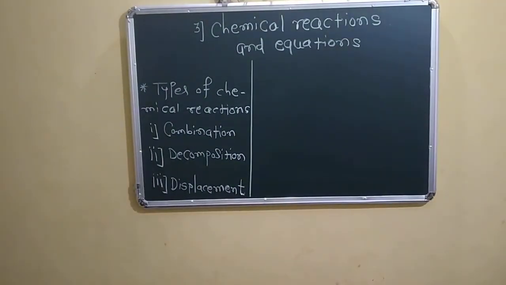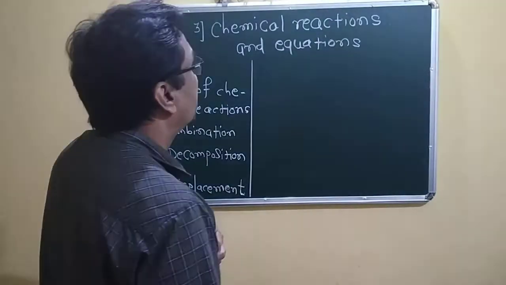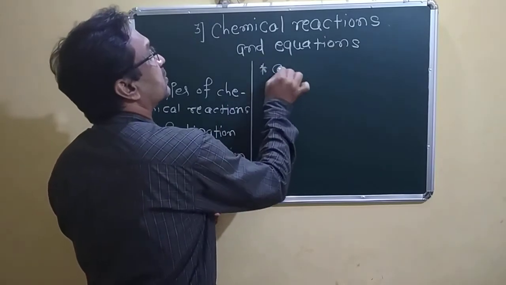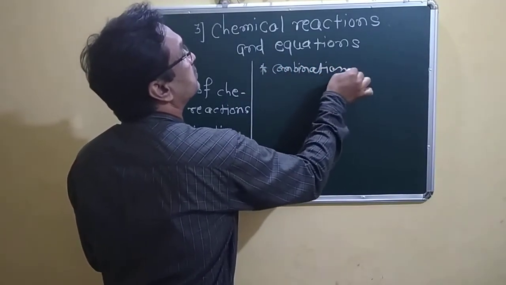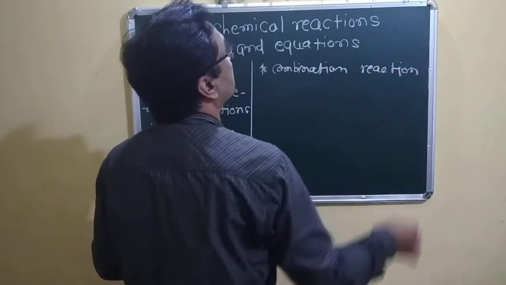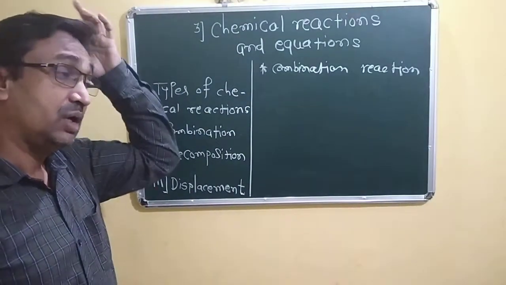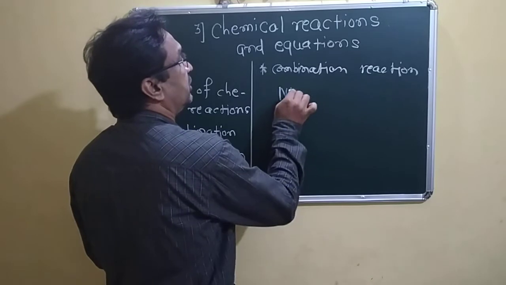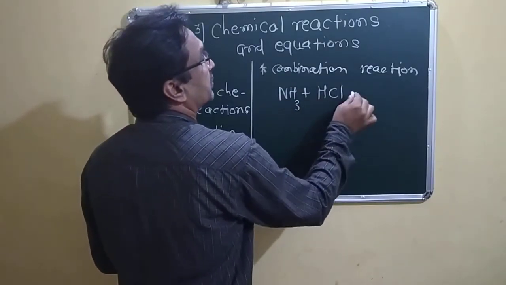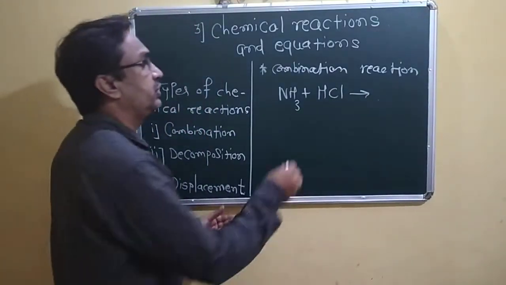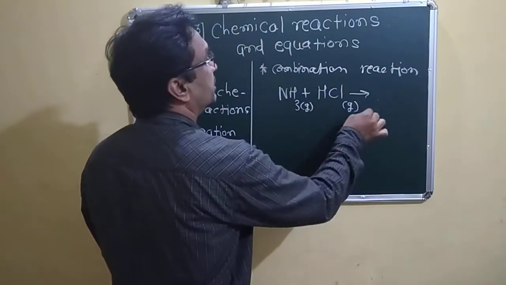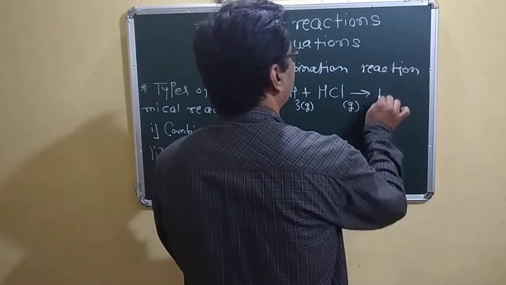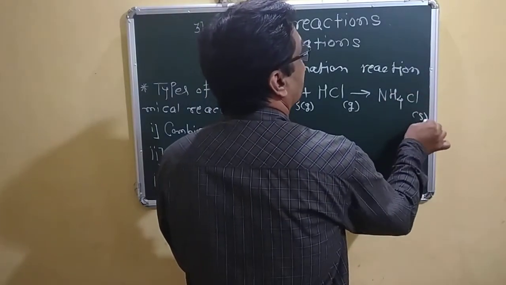What is the combination reaction? For the combination reaction, they have given one activity. In the first reaction they have provided, ammonia gas is reacted with hydrogen chloride gas, and they form NH4Cl, that is ammonium chloride.